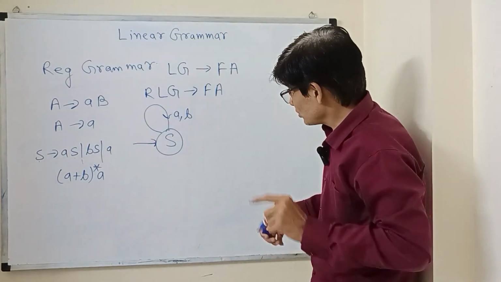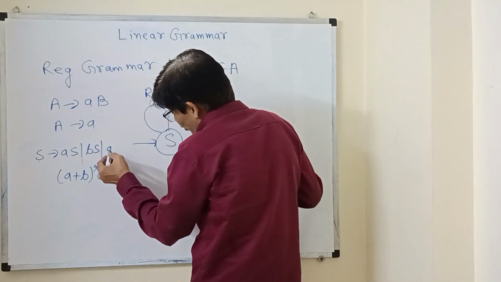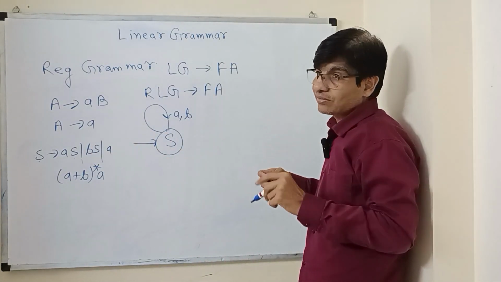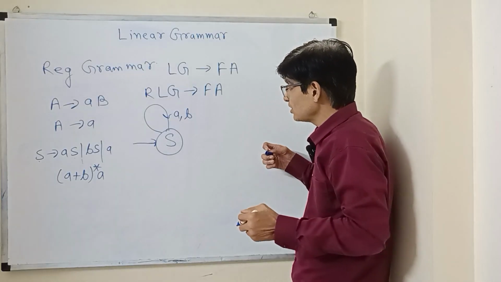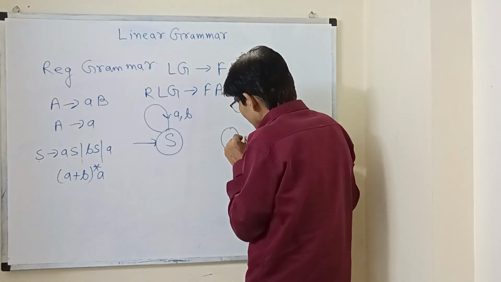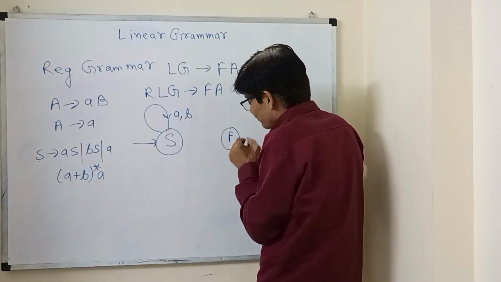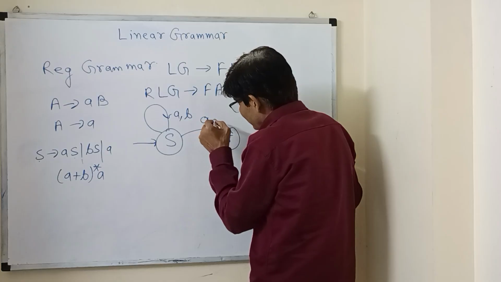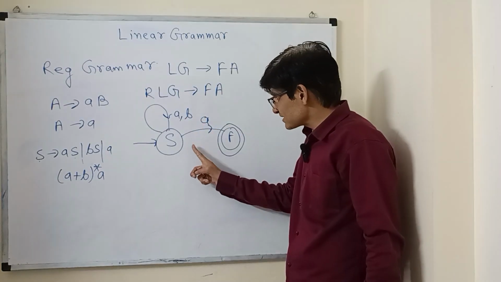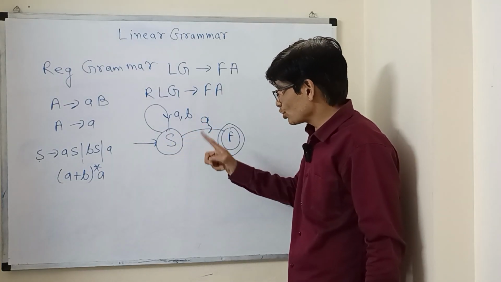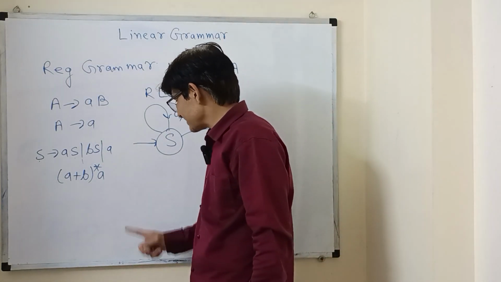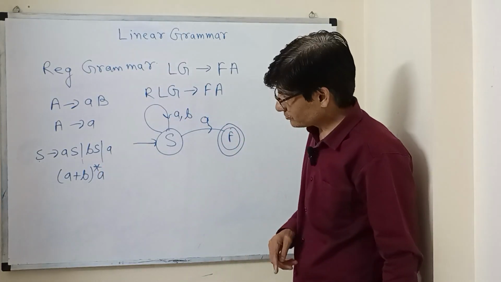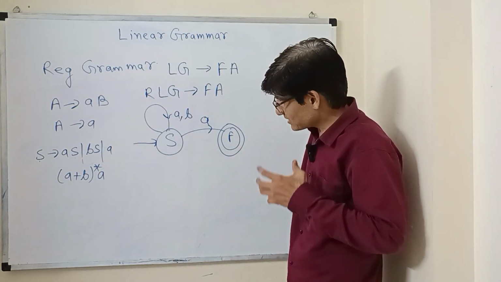As I told you, in case your production has only one terminal on the right hand side, you can directly create one transition of that particular terminal to the final state. So I can create one more state here, which you can consider as the final state, and I can create one transition to it from S. This is the equivalent finite automata which accepts the language generated by this grammar. I hope this is very clear.